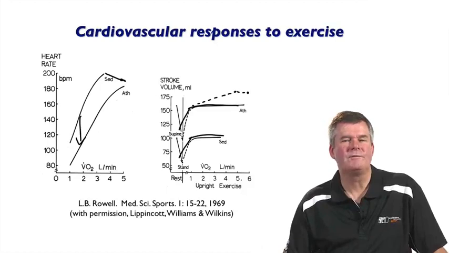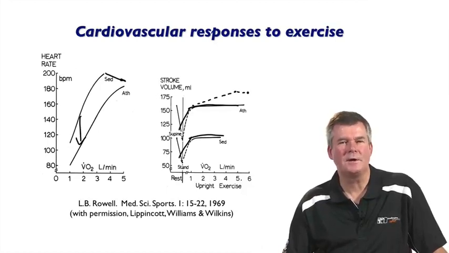Part of the reason why stroke volume levels off is that with an increase in heart rate, the diastolic filling time becomes limiting, and the heart is perhaps not able to be optimally filled at very high heart rates.